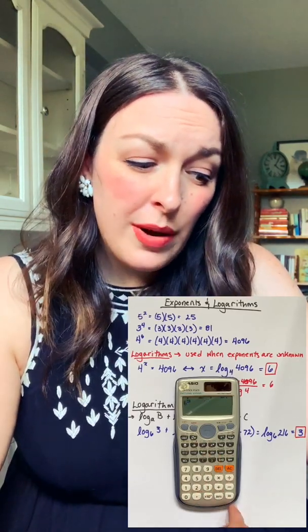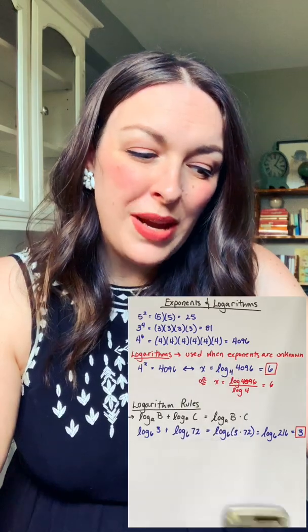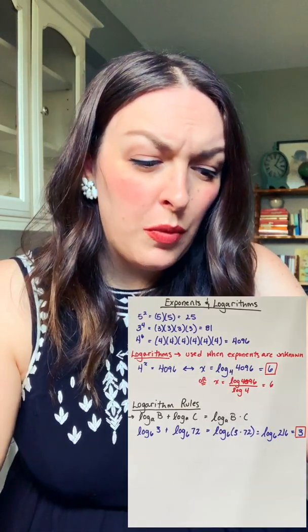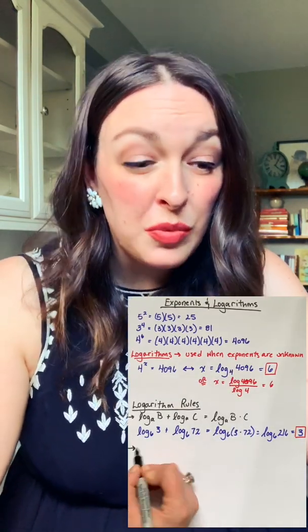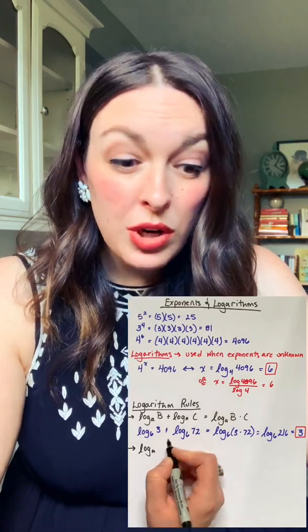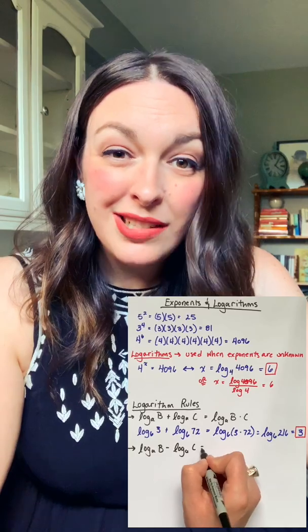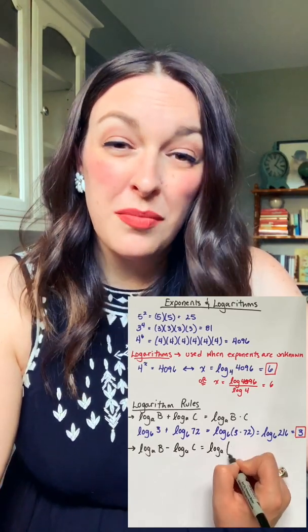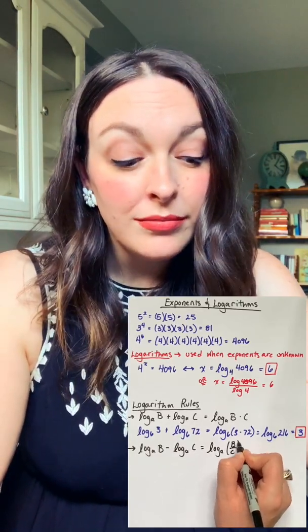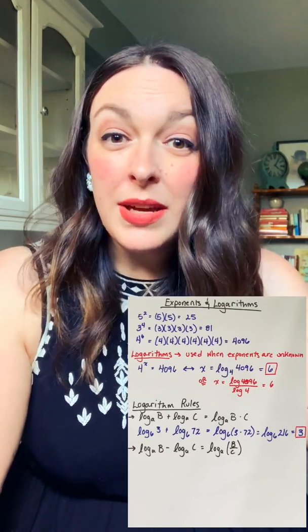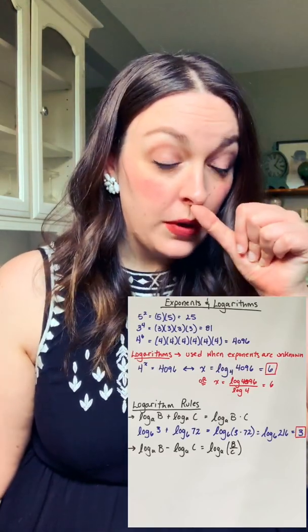Second one I want to talk about is the division one. So basically it looks the same as the one before, but instead of adding, you're subtracting. So what do I do when I'm subtracting two things with the same base? I divide those two things. So that's the logarithm base a of b divided by c. Again, it's going to be useful in the same way that it was in the first one.